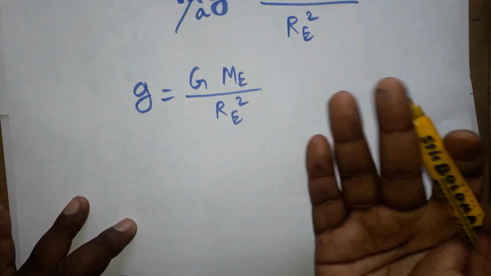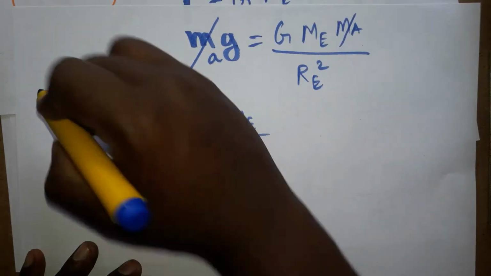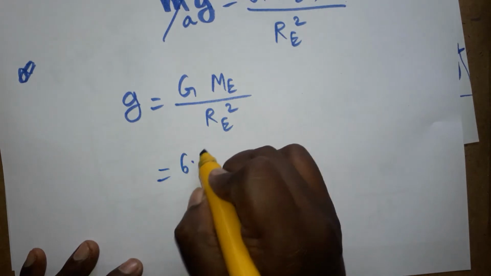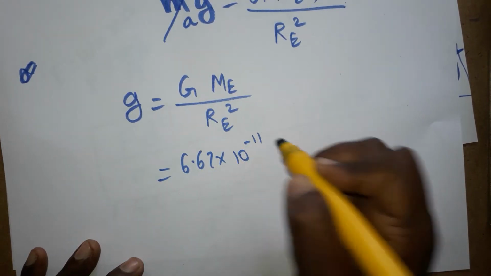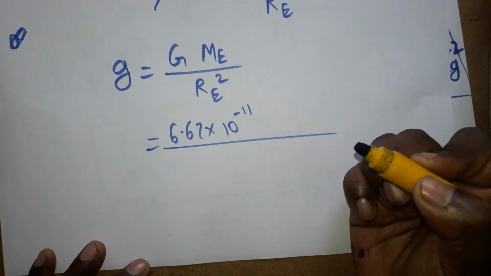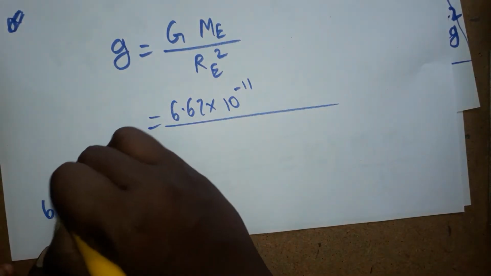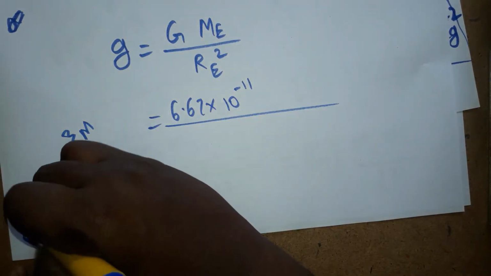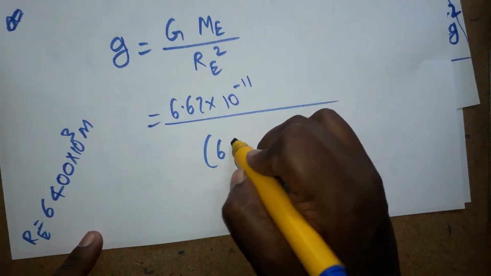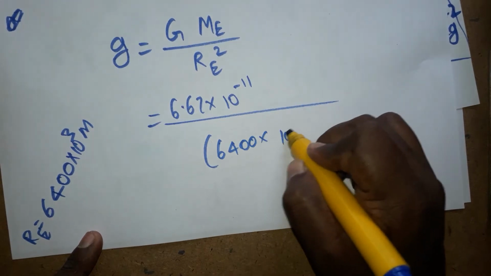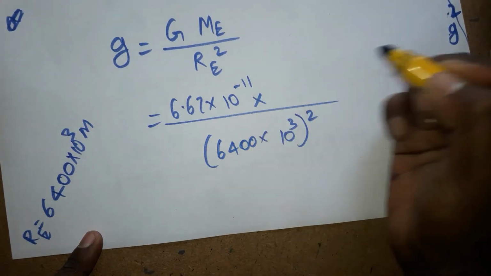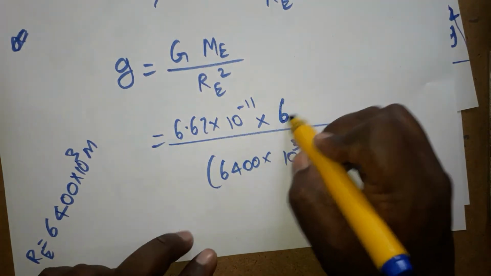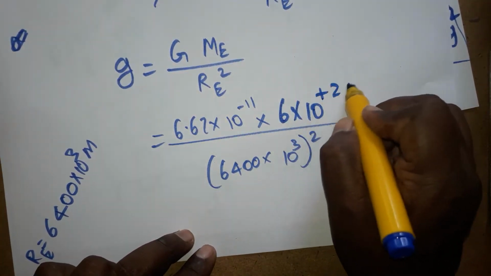So small g is the acceleration due to gravity. The value of capital G is 6.67 into 10 power minus 11. The radius of the earth is 6400 kilometer, so 6400 into 10 power 3 meter. So the radius of the earth square is 6400 into 10 power 3 whole square. The mass of the earth, that also we know, is 6 into 10 power plus 24 kg.